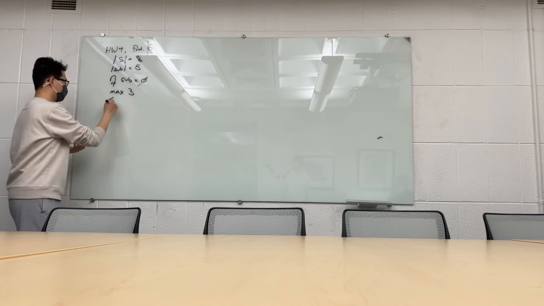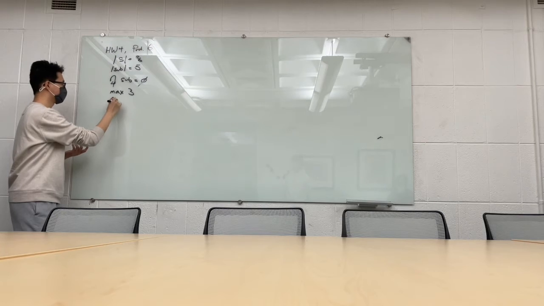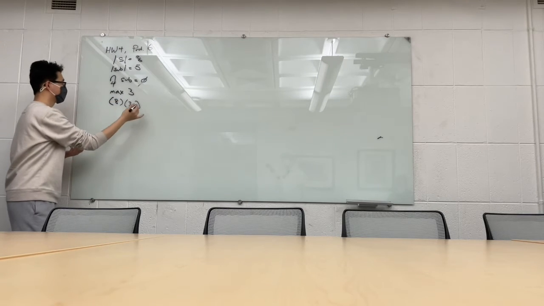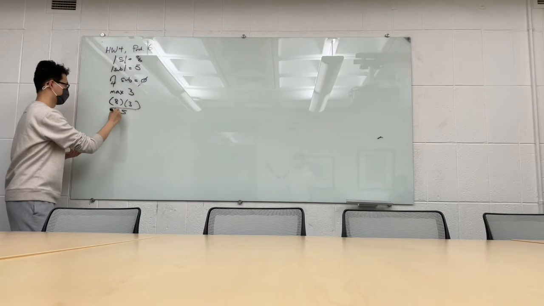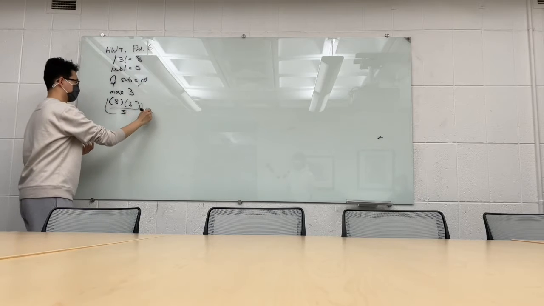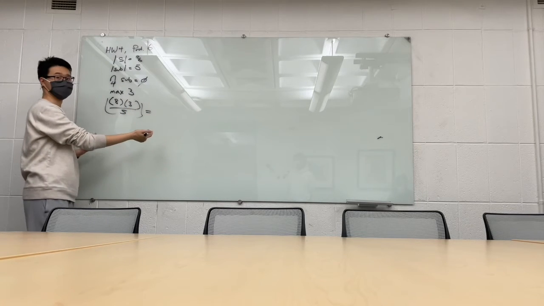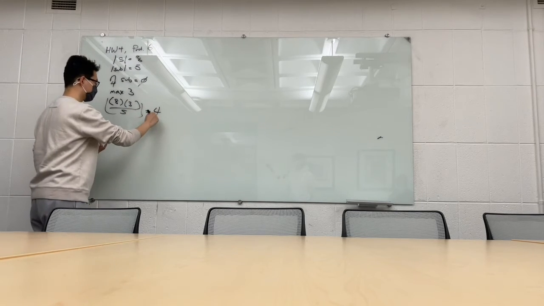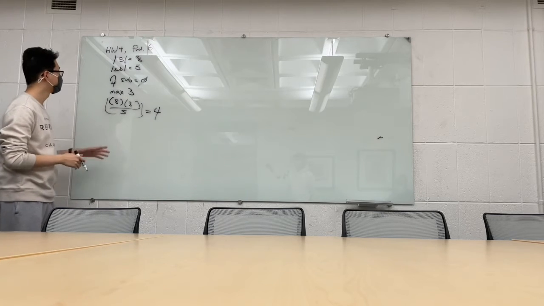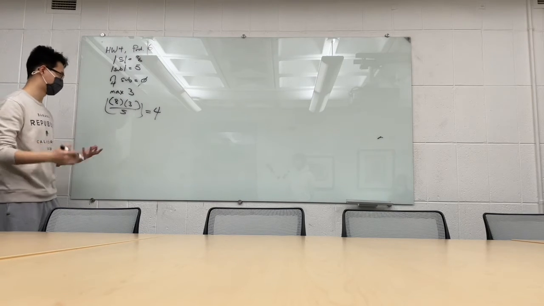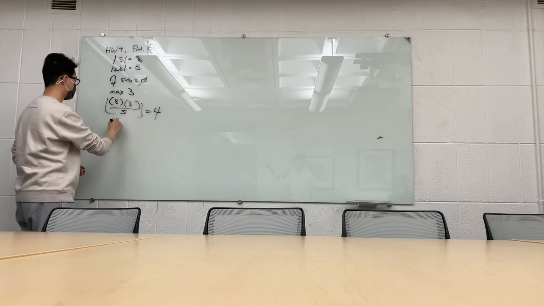So how do we do it? We took our 8 elements, we repeated them 3 times, and then we divided by the size of the subset. And then we ended up with 24 over 5, which is 4. And then from here, we had to show that there was some collection of 4 sets that made it work.